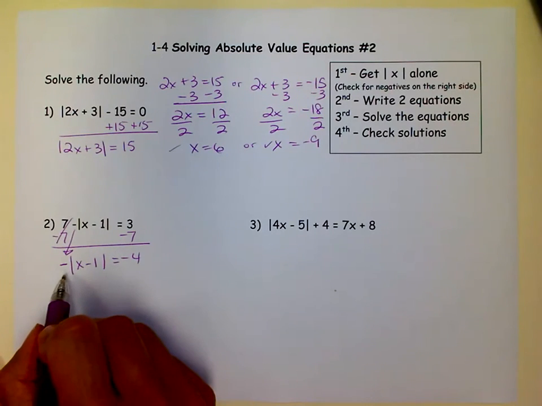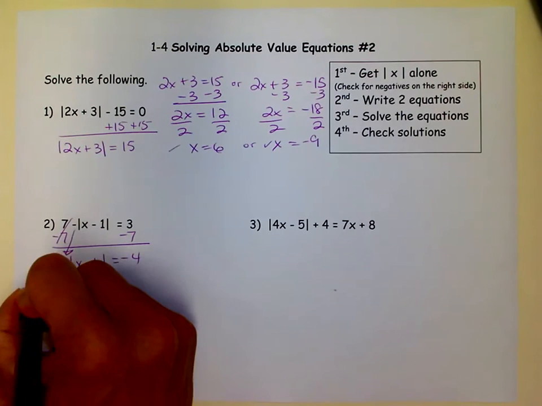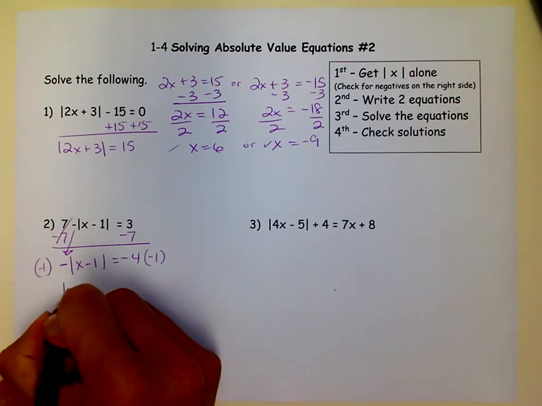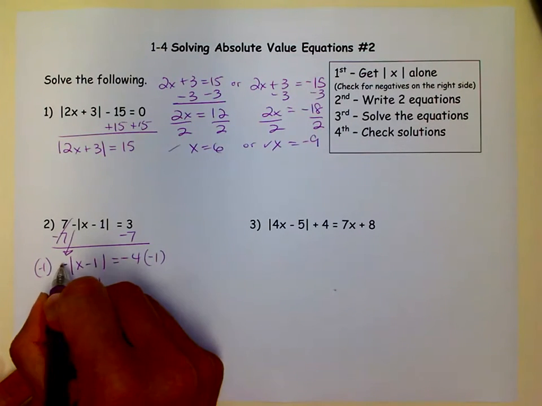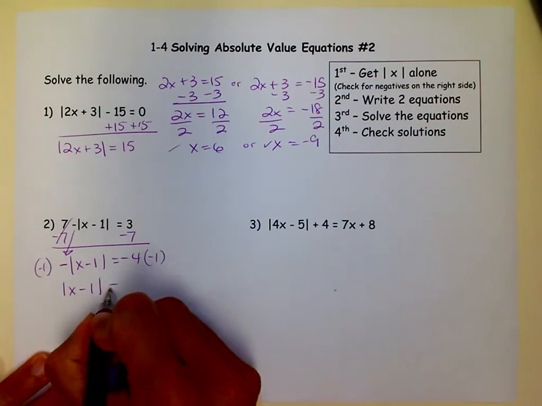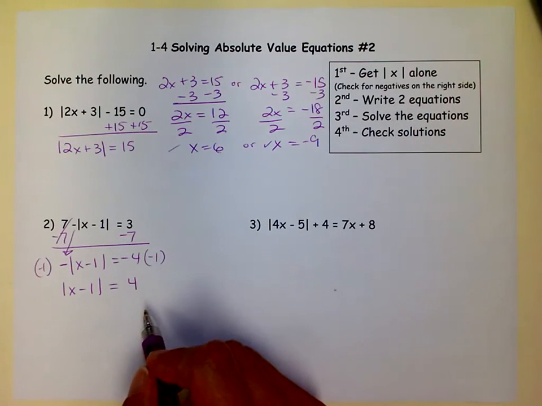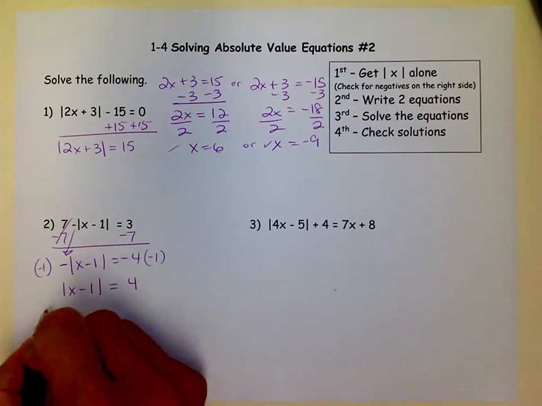To get rid of that, because we need to get rid of it to get it alone, we multiply both sides by negative 1. And when that happens, the signs just change. So we get that and that. That's what happens. They go to positive. I'll leave it there though so you can see what I did. So now we're ready for our two equations.